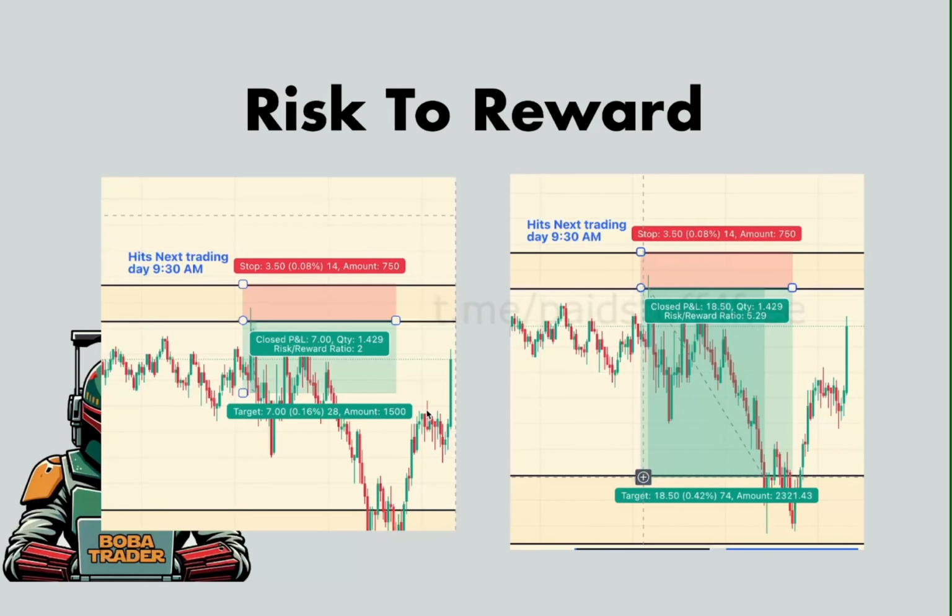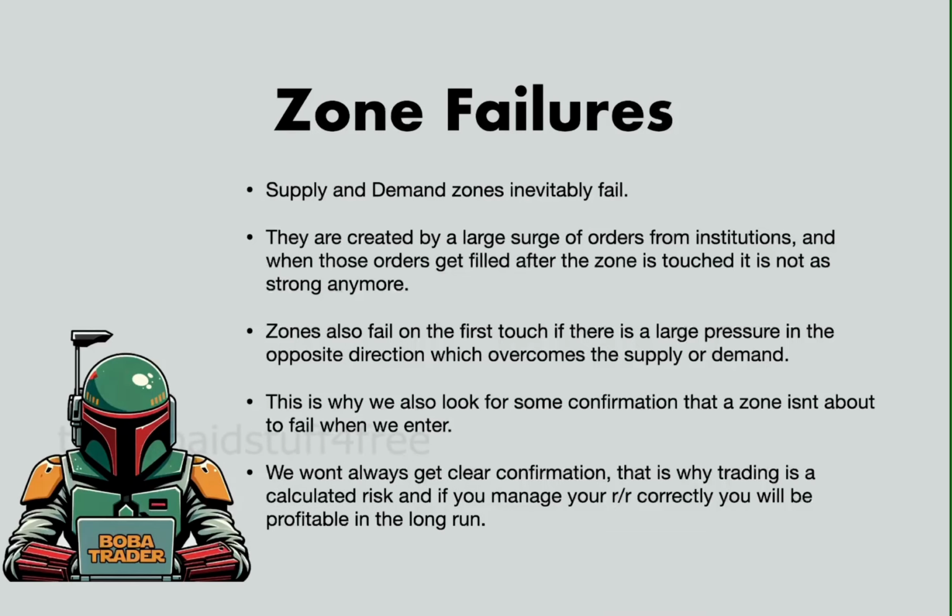Let's talk about supply and demand zone failures. They are inevitably going to fail. That is because the orders that were left there unfilled that create the zone eventually will get filled, and there is going to be a much larger pressure going in one direction. This is why we always like to look for some confirmation that a zone isn't about to fail. The most important thing you can double check is that when you take the trade, it is the first time the zone is being touched, because that is when there will be the most unfilled orders.